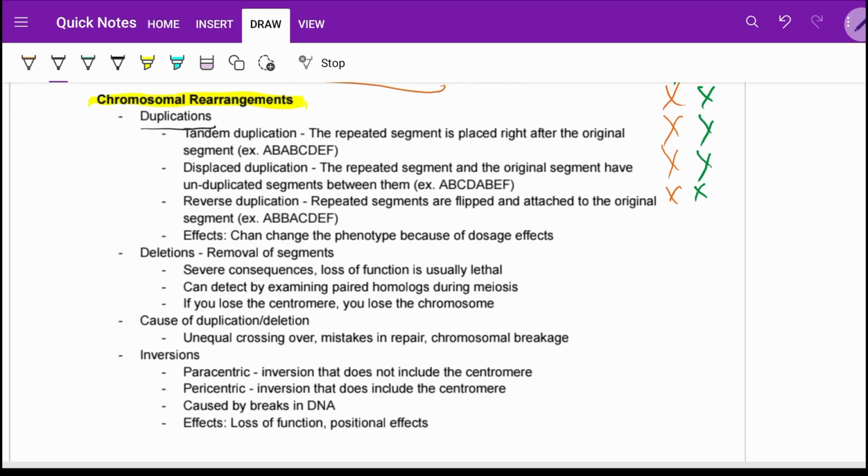We have displaced duplication, which means the repeated segment and the original segment have unduplicated segments between them. So if we have AB and the repeated segment is again AB, we have AB, CD, and then we have AB again, inserted farther from the original than in tandem duplication. We also have reverse duplication, where the repeated segment is flipped and just attached to the segment. So we have a little bit of a palindrome. In this one we have AB, BA, and then it continues as it goes on.